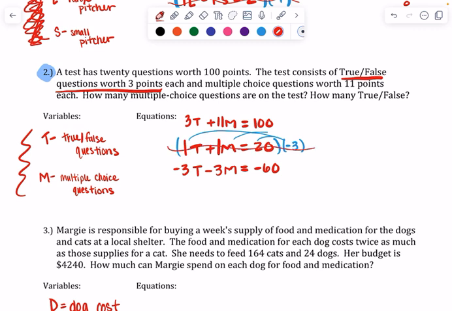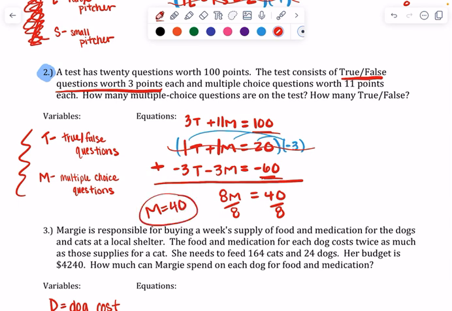Lightly cross out the one you changed. You will add straight down this new one that you came up with. So t's cancel, 3 plus negative 3. You get 11 plus negative 3, 8m, and 100 plus negative 60, 40. Divide. 40 divided by 8. So m is 5.